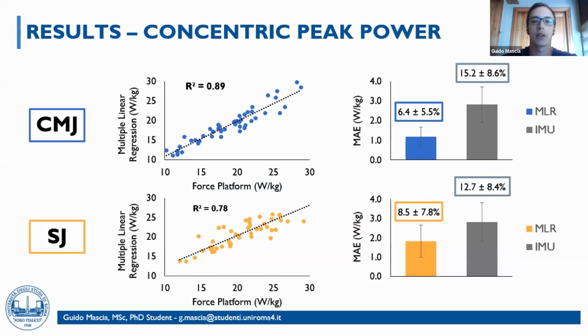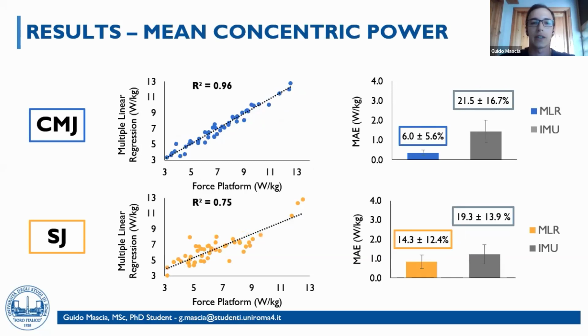Here are the regression results for the concentric peak power analysis for CMJ in blue and SJ in orange. And on the right-hand side, the mean absolute errors are shown, along with the percentage for each error method versus the actual overall value of the force platform. The CMJ regression improved the estimates in terms of error by about 10% with respect to the error brought by the IMUs alone. And for SJ regression, the IMU estimate was improved through MLR by about 5%.